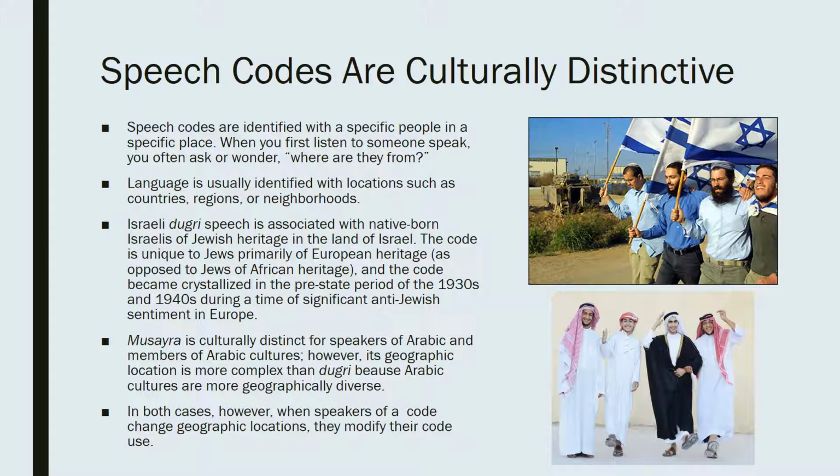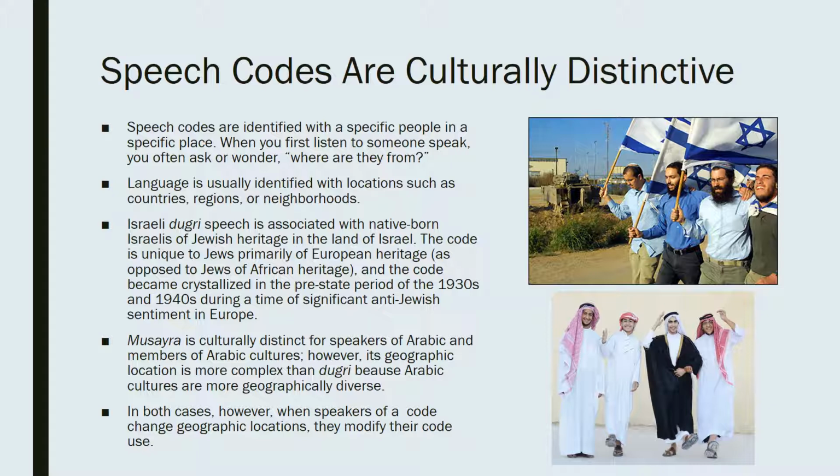Speech codes are identified with a specific people in a specific place. When you first listen to someone speak, you often wonder, where are they from? Language is usually identified with locations such as countries, regions, or neighborhoods.